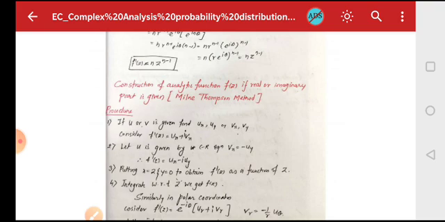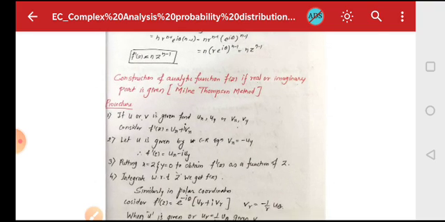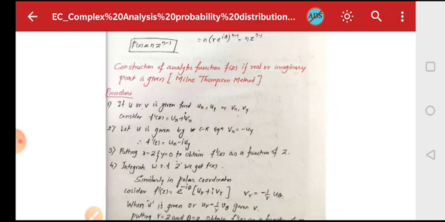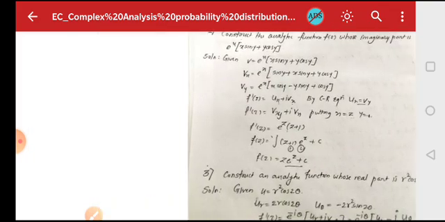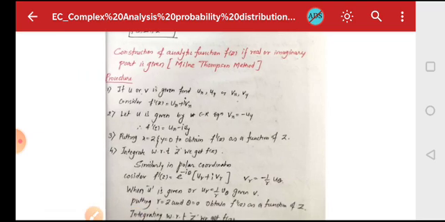So the procedure says that first step, if u or v is given, find ux, uy, vx, vy. Consider f dash of z is equal to ux plus i into vx. Let u be given; by the CR equation, vx is equal to minus uy. Then f dash of z is equal to, instead of ux plus i into vx, you replace it by ux minus i into uy. Then third step, put x is equal to z and y is equal to 0 to obtain f dash of z as a function of z. Then integrate with respect to z, we get f of z.